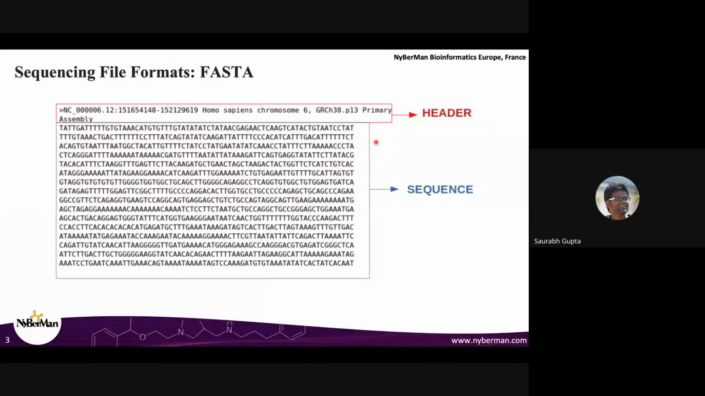using two different entities. First is a header, which starts with a greater than sign, followed by the ID or name of the sequence. So the first line starts with a greater than sign and contains the ID, and it can have as much detail as needed. For example, in this particular case, we have NC0006.12. This 0006 is basically chromosome 6 from the human genome, and this particular sequence is from the location about 151 MB to 152 MB of the human genome.